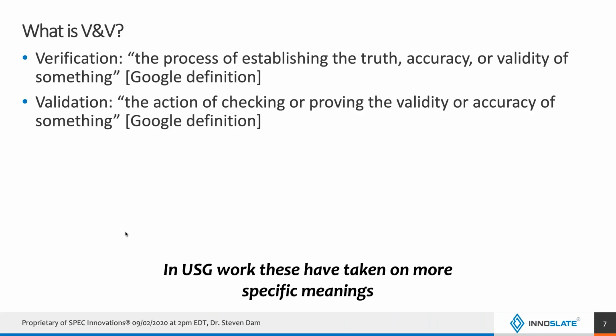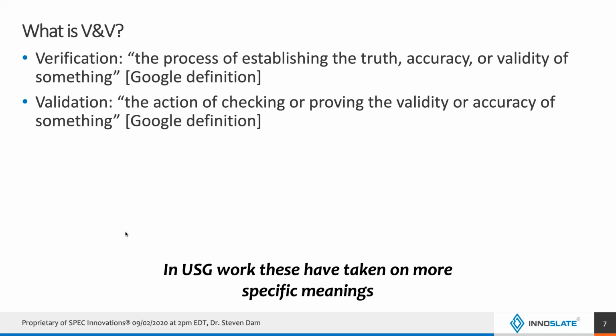So first, V&V, you've probably seen these definitions. These are the Google definitions, which are pretty good. Verification: a process establishing the truth, accuracy, or validity of something. And validation is the action of checking or proving the validity or accuracy of something. So again, verification and validation by these definitions almost look the same. They're very highly overlapping in the thought.